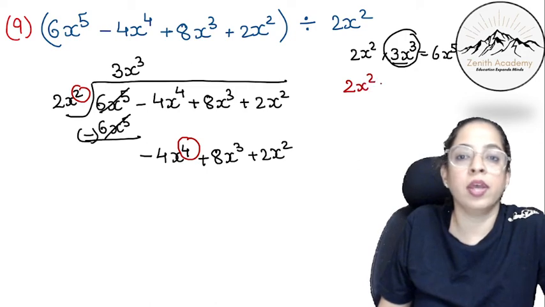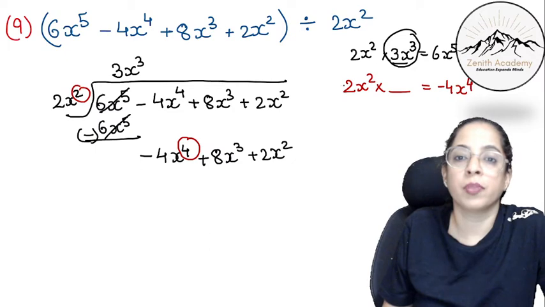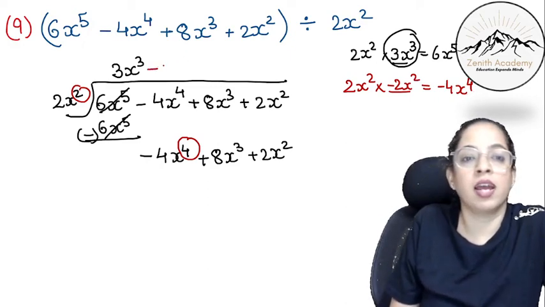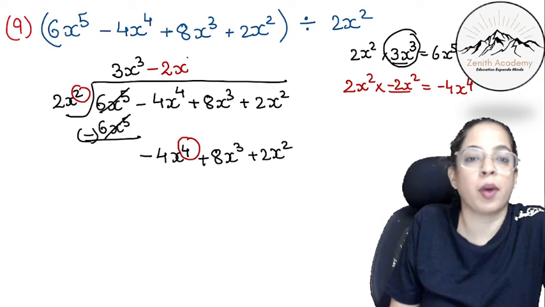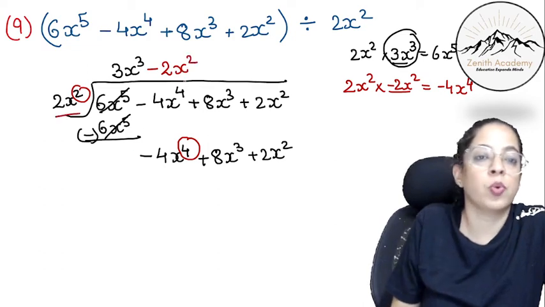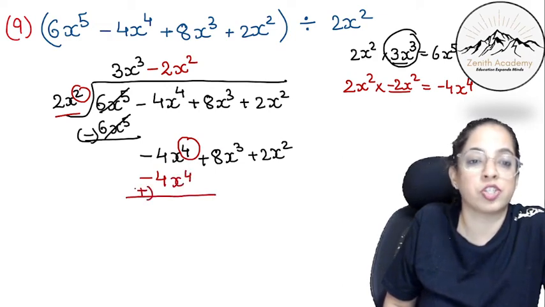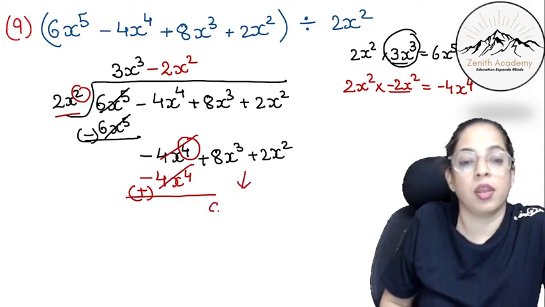See, 2x square into what will give you minus 4x raised to power 4? So 2 into minus 2 will give you minus 4 and x square into x square will give you x raised to power 4. Correct? So here I will have minus 2x raised to power 2. So 2x square into minus 2x squared is minus 4x raised to power 4. Now since we are subtracting, we will change the sign. These two will get cancelled and I will copy this down. 8x cube plus 2x square.